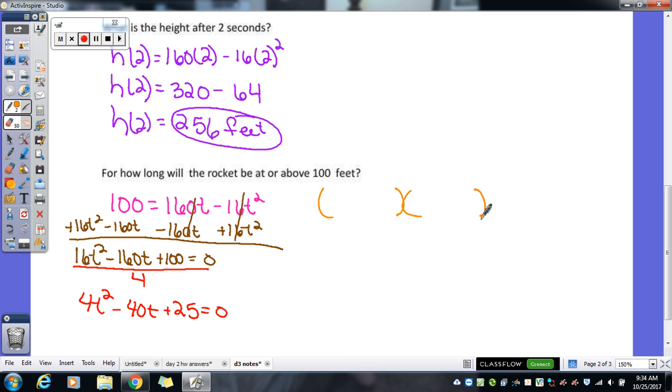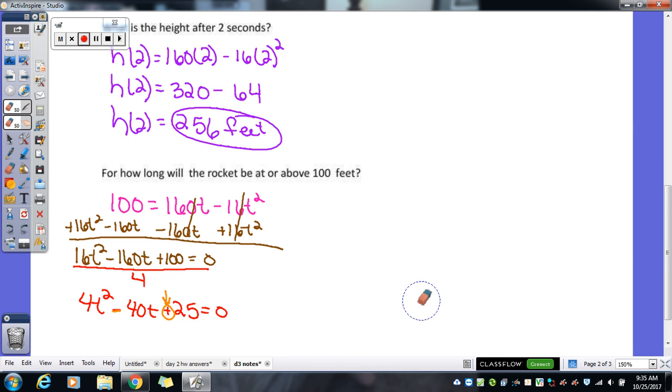So let's see here. I know my signs are both going to be negative because this right here means my signs are the same. The subtraction in front of the 40 tells me they're both going to be negative. To get 25, we could use 5 and 5. But then for the 4, we could use 4 and 1, but that doesn't give us enough. That would give us 25. Let's see here. If I use 25 and 1, that's too much. So this isn't factorable.